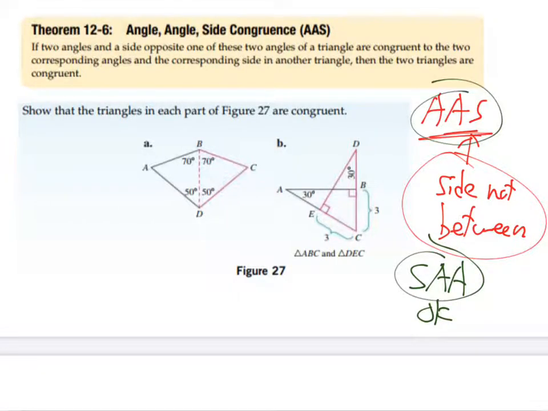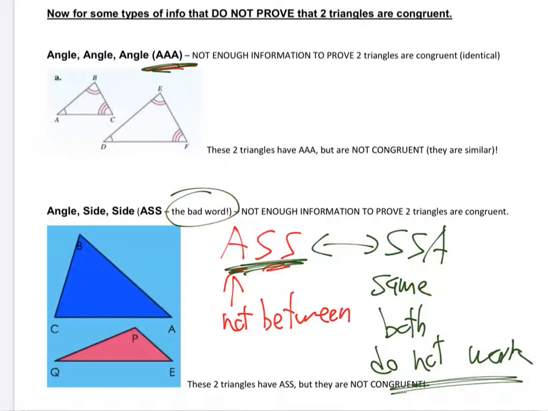Yeah, so the order, the key is that it's not between. Whether it's in the front or the back, it's all the same thing. Yeah, good clarification. So AAS or SAA, those are both okay, because they're not the bad word. Either order really means the same thing. And this one here, those are both the bad word. Forward or backwards, they both are bad. They both don't work.